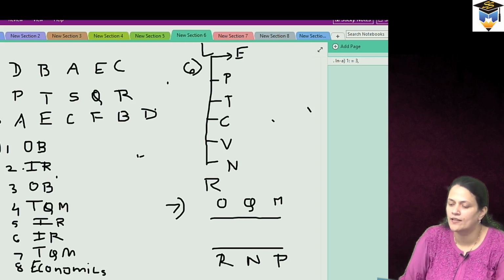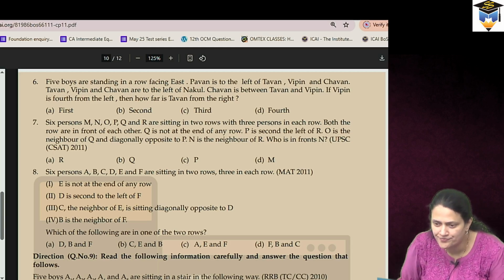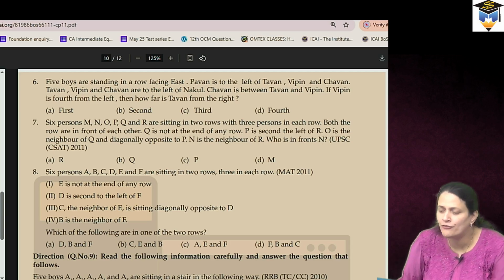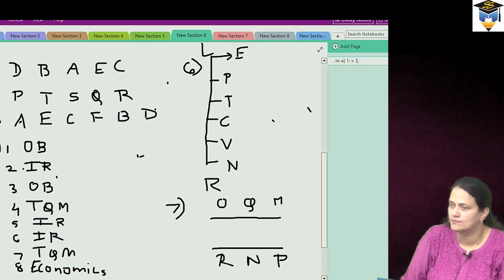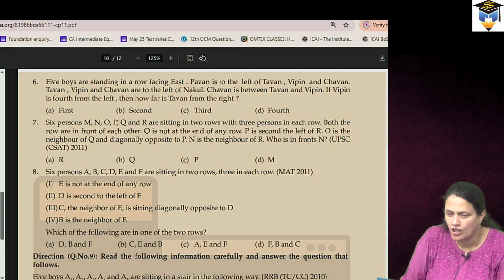What is the question? Who is in the front of N? Q. Easy? Q is the correct answer. Option B for the 7th one.